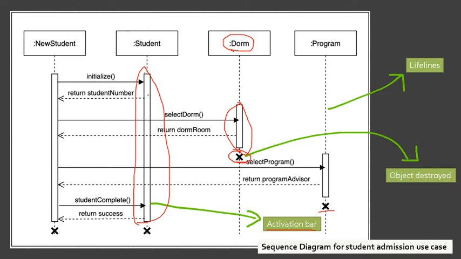If we check the new student here, if we start from the new student object, basically the dorm will be used in the second sequence, and the program will be used only in the third sequence. But the student object, there's an interaction between the new student and the student object for the entire event or the entire flow. You've noticed that one here.